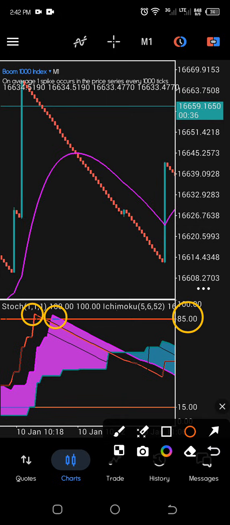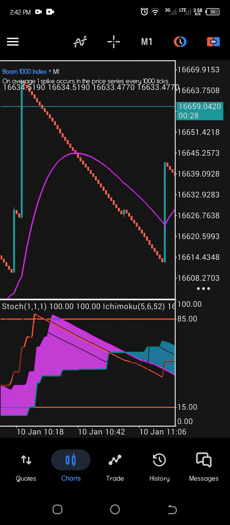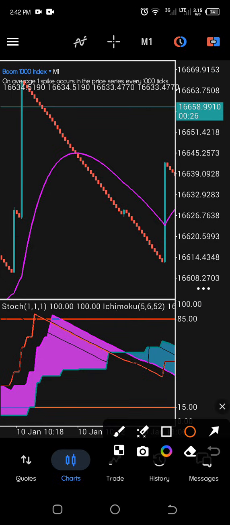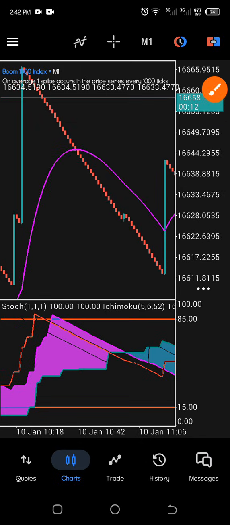So when we see this, the next thing we are looking for is this red line to move inside the Ichimoku volume, which is very important right here. So when the line is inside the Ichimoku volume, then we look into our main chart. This shows that the price is going for a sell. So the next thing we do is look into our main chart for a trade entry.